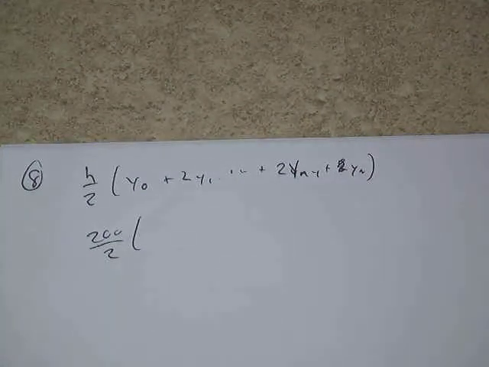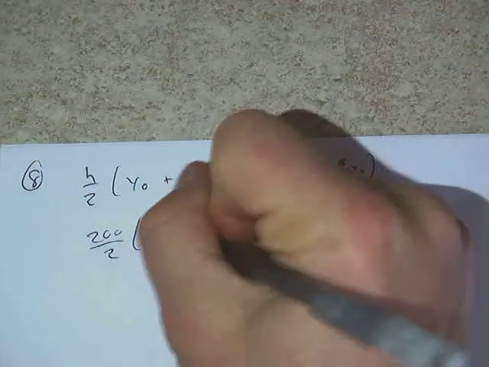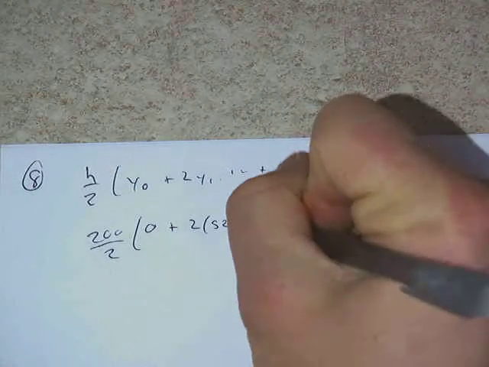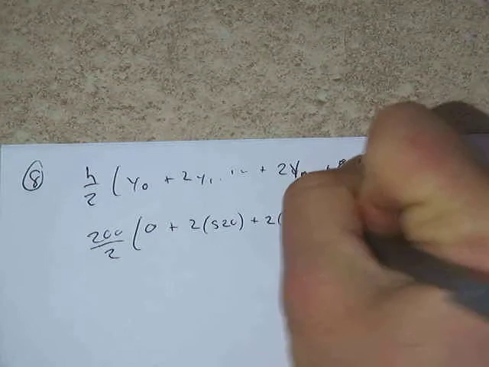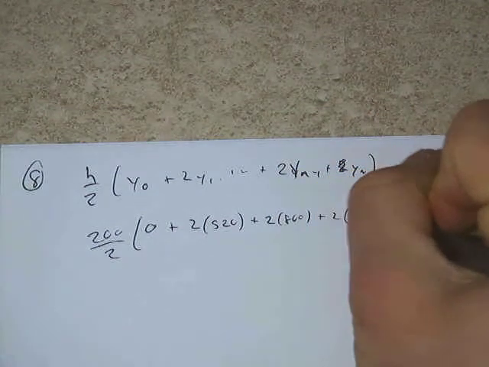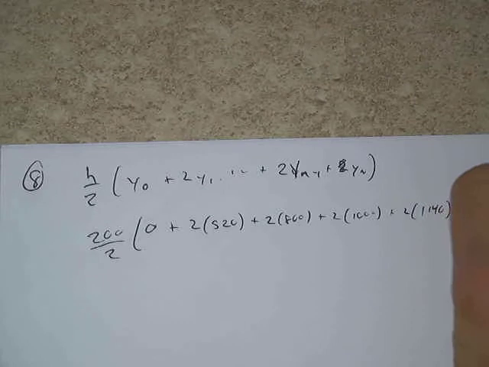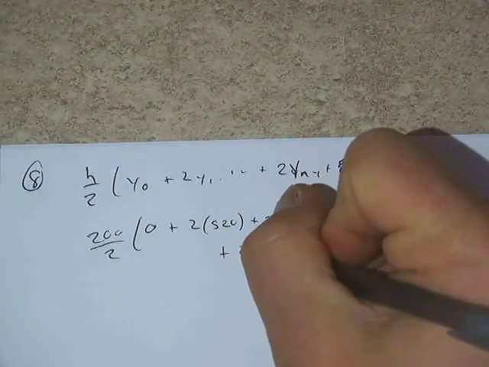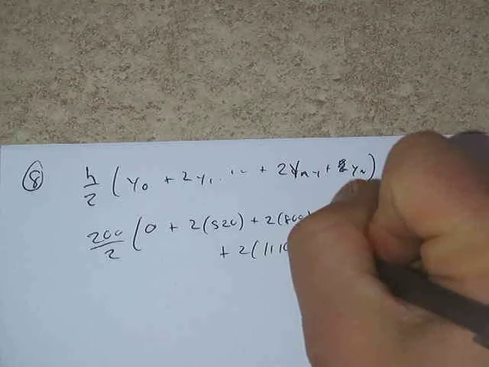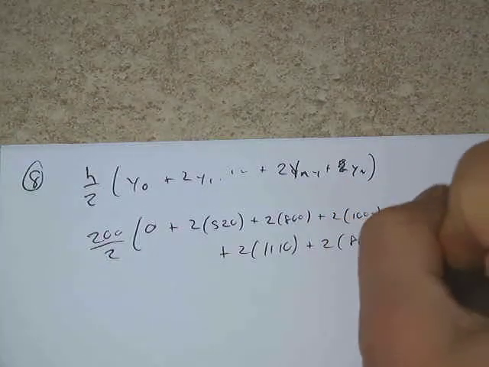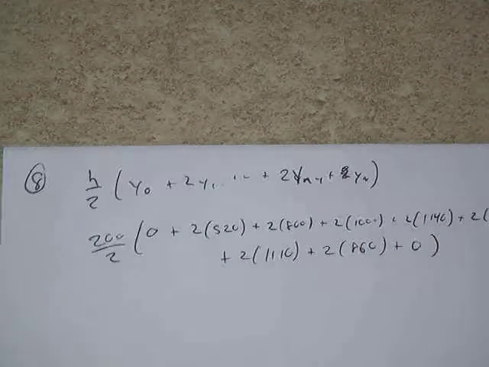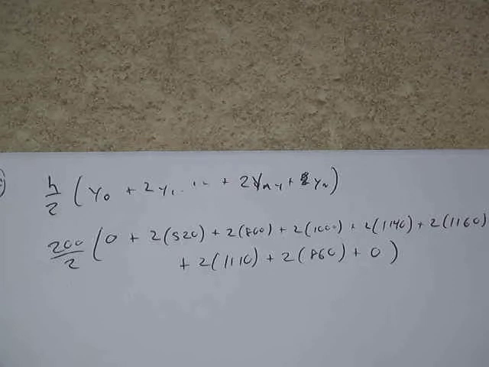All right. So ultimately, we have that, and then if we go through and use our numbers in here, going from our left endpoint to right endpoint, then ultimately it would be 0, and then 2 times 520, 2 times 800, 2 times 1,000, 2 times 1140, 2 times 1160, 2 times 1110, 2 times 860, and then that endpoint being 0 again.